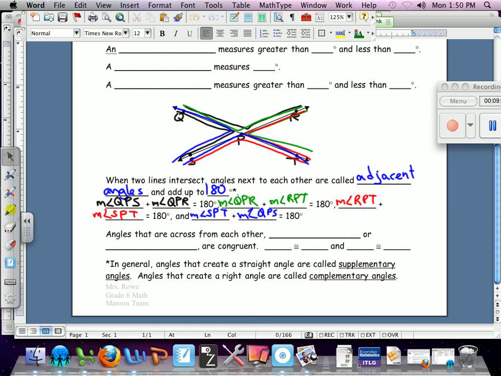So let's see, what color are we on? Let's go with this one. Angles that are across from each other, opposite angles. Again, that's the term that makes most sense to me. They're opposite to each other. Or vertical angles. Don't know the origins of that. Doesn't make as much sense to me, so I just have to remember it.